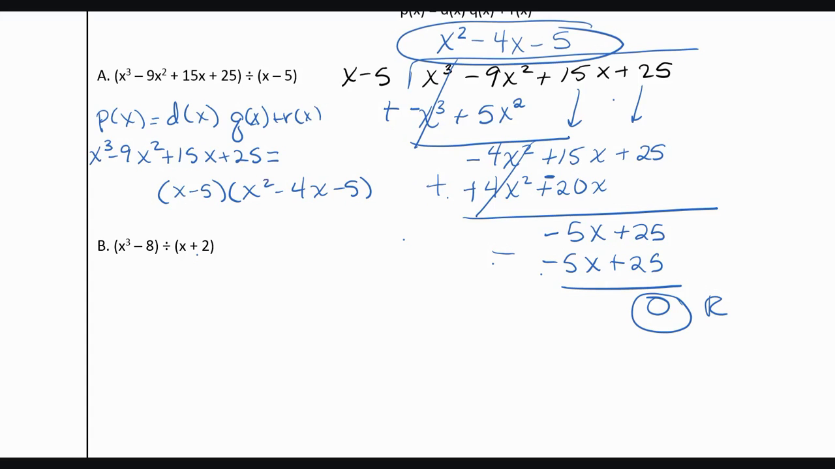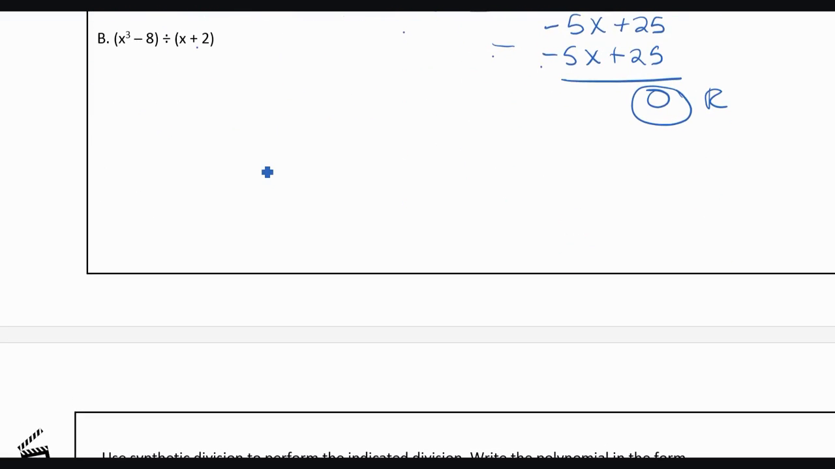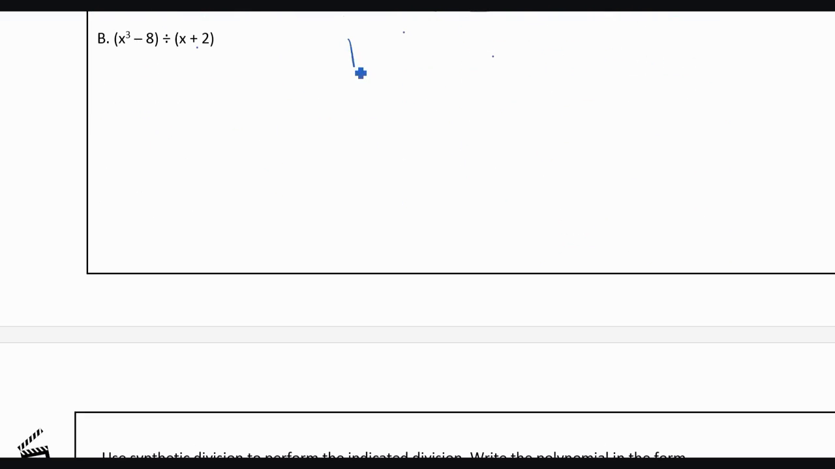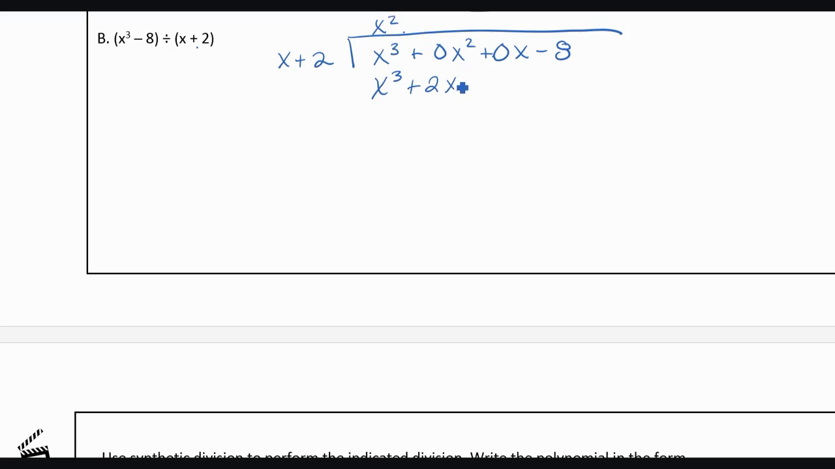Okay, now we want to do x cubed minus 8 divided by x plus 2. And I'll go ahead and erase some of this so we have kind of a clean workspace. Now, x cubed minus 8 doesn't have an x squared term or an x term, so we're going to write it as x cubed plus 0x squared plus 0x minus 8. And x plus 2. Okay, so we say what is x cubed divided by x? Well, that's x squared. So we'd have x cubed plus 2x squared.